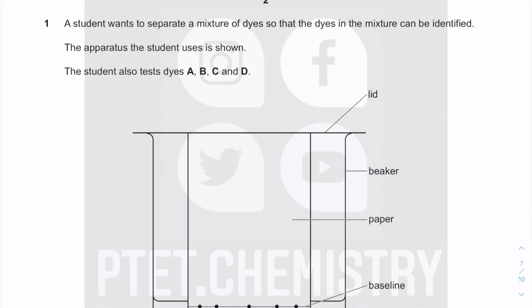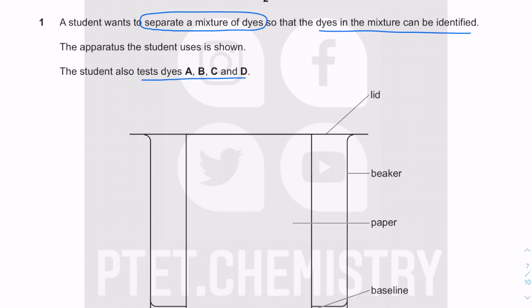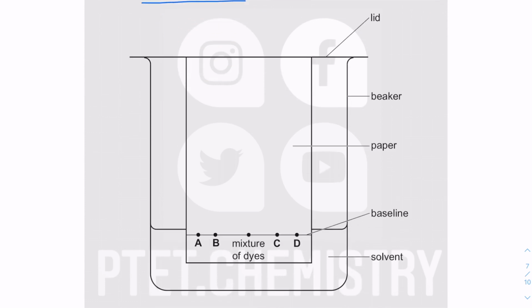So this is another chromatography kind of question. A student wants to separate a mixture of dyes, so that you can identify the dyes. You use this apparatus and you also test dyes A, B, C, D. So, jumping straight into the experimental setup.